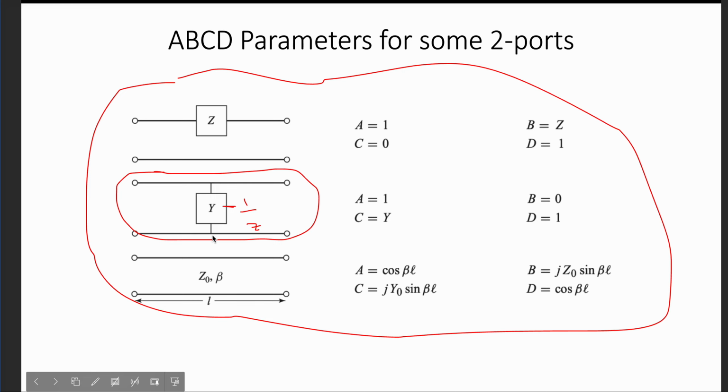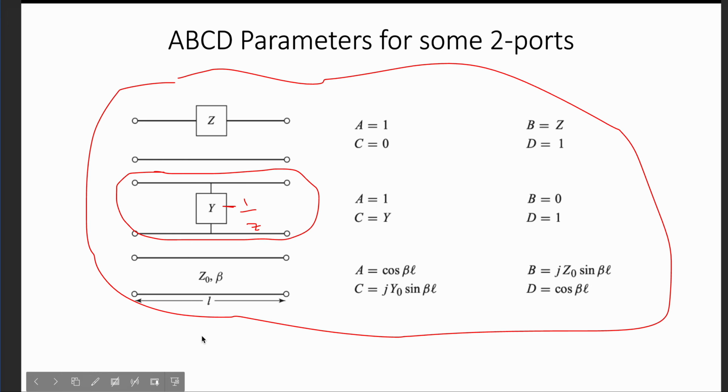No, sir. My question is not an assignment question. I'm just saying that, sir, A and D are the same. A is equal to cos beta L and D is also equal to cos beta L. Okay, see, you are again mixing two things now.